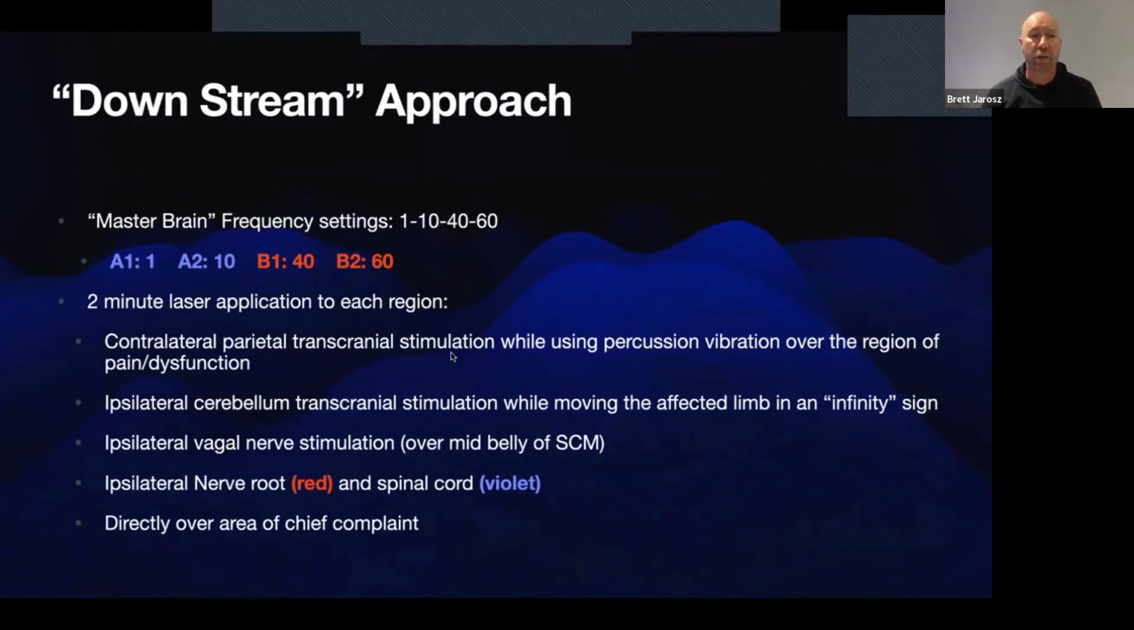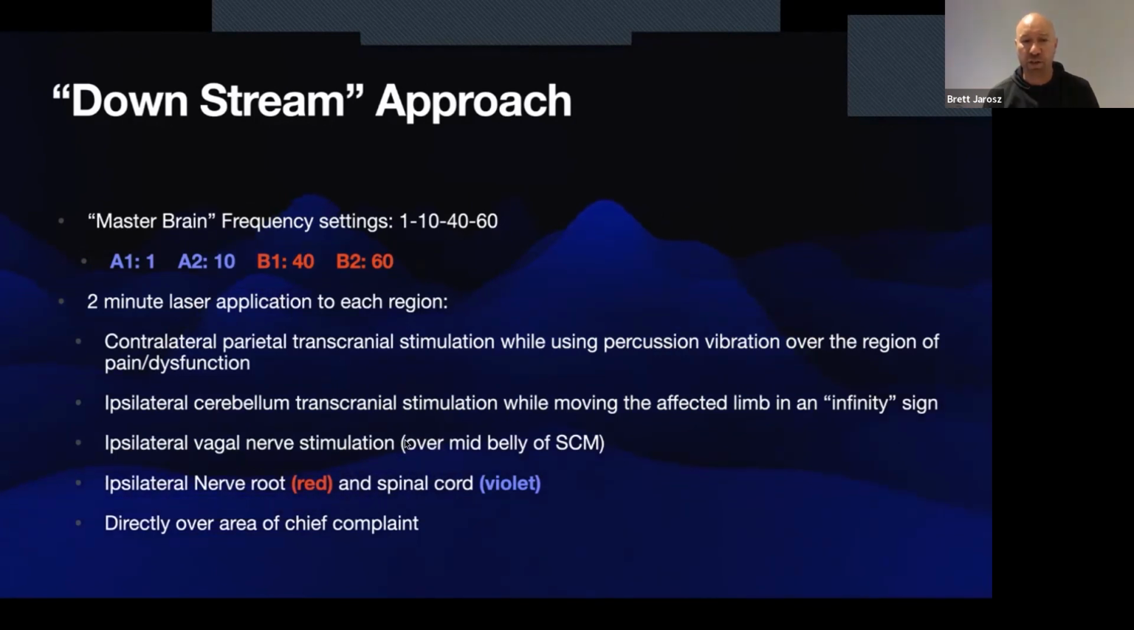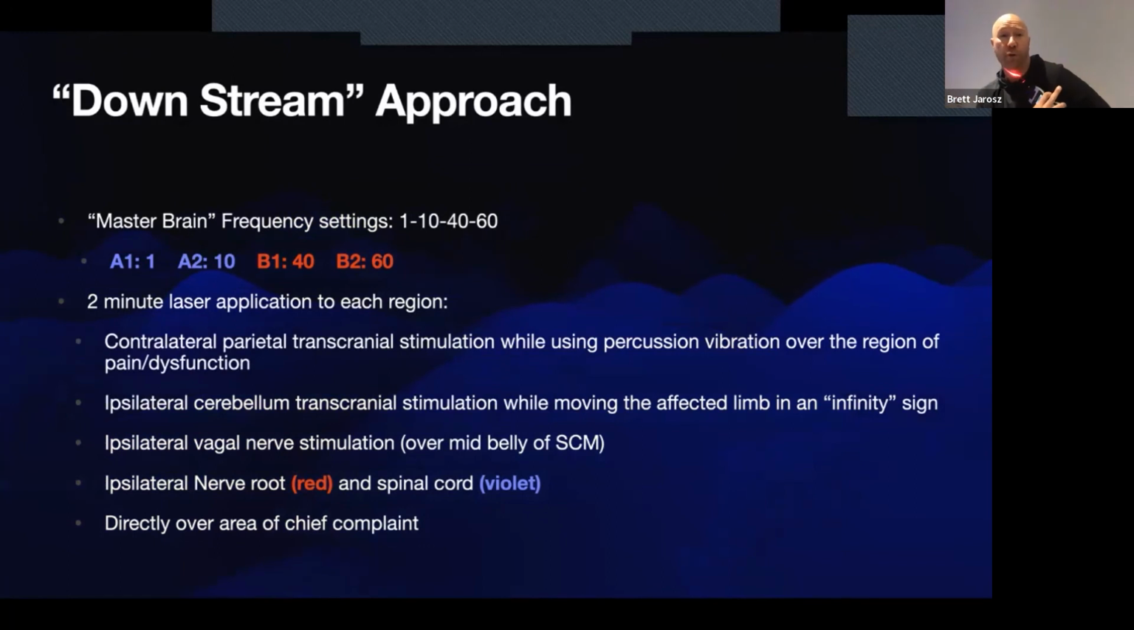So you can see it again, a 2-minute laser application. We go to the parietal lobe, but we're going to stack it now. While using percussion vibration over the region of pain dysfunction, I'll give you a visual of that, ipsilateral cerebellum stimulation while we use complex movements of that limb to stimulate the cerebellum. Vagal nerve stimulation, we're going to couple with vagal nerve type breathing to bias the vagus nerve more. And then, of course, we've got our nerve root stuff and then our chief complaint. The example being here, you've seen what this looks like on the brain. You don't need the close-ups again, but the example being I'm doing my left shoulder, as we said before.